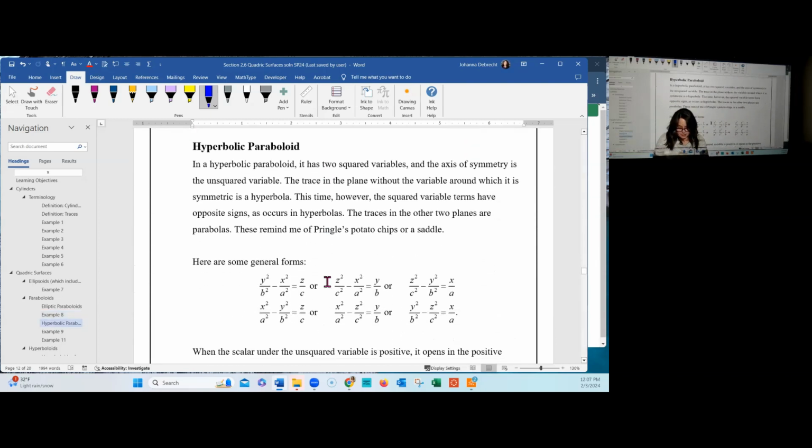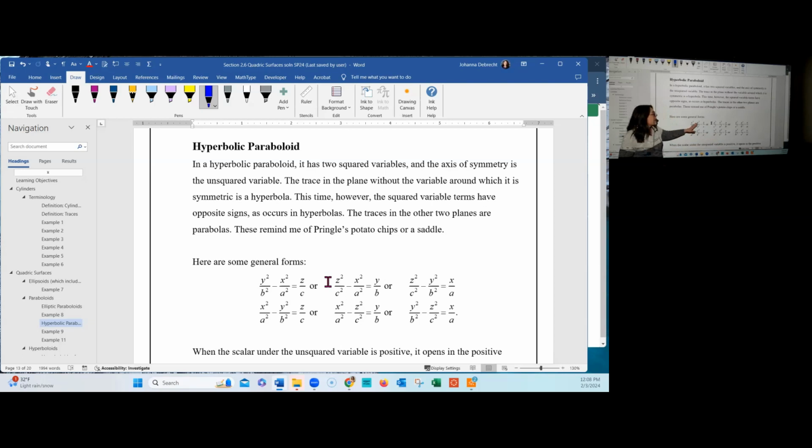Let's now talk about a hyperbolic paraboloid. So we saw that with the elliptical paraboloid, in one of the traces, it was an ellipse and the other two were parabolas. Let's take a look now at what a hyperbolic paraboloid would look like. A hyperbolic paraboloid again has two squared variables, but they're not added together like they were in the elliptical. As you might expect, in the hyperbola, you have opposite signs. So we have opposite signs here. So we have all different possible combinations, 6 different possibilities.